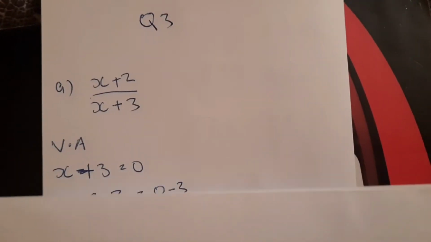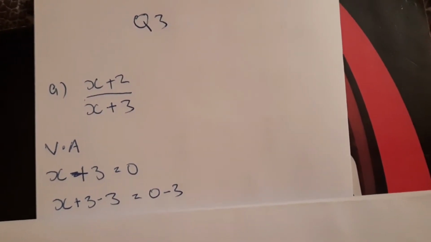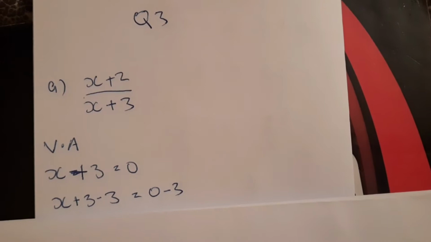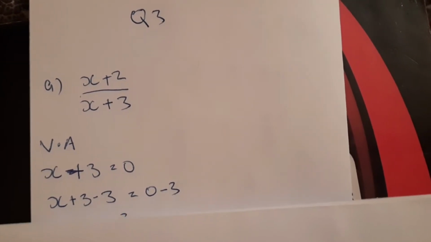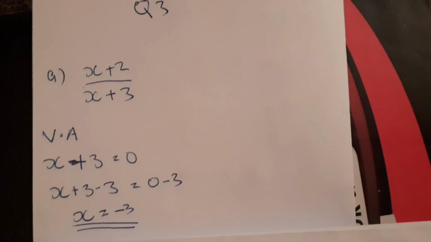After we do that, we subtract 3 on both sides of the equation, which will, at the end of it all, give us x is equal to -3. And that -3 is our vertical asymptote. And that is basically it.